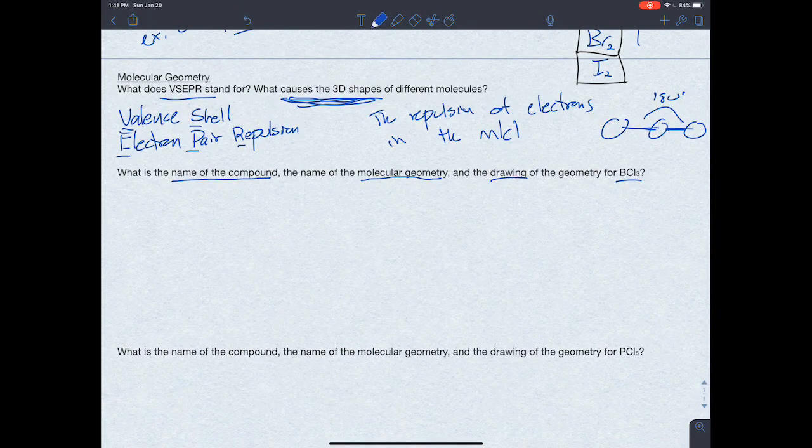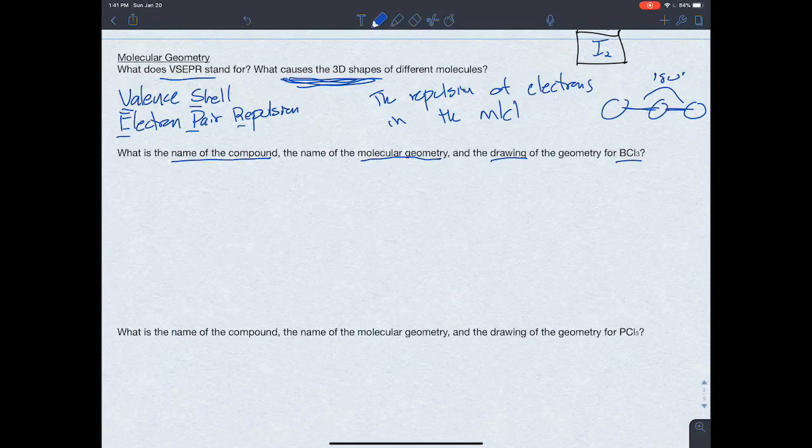So BCl3. Okay, so we're starting with boron. We know it's going to be boron, and then we have chlorine. We have three chlorines, so it's going to be tri-chlor, not ene though, because it's the second one, it's going to be ide. Okay, boron trichloride. That's what we're working with here. So we named the compound, boron trichloride. Now we need to figure out the molecular geometry, and the drawing.